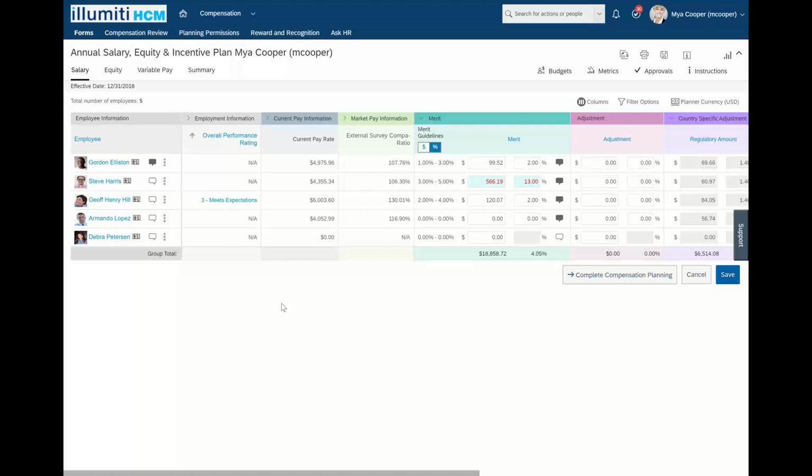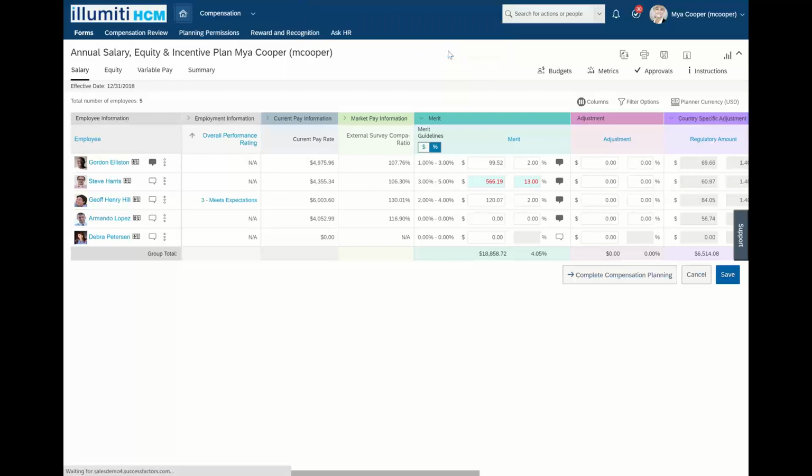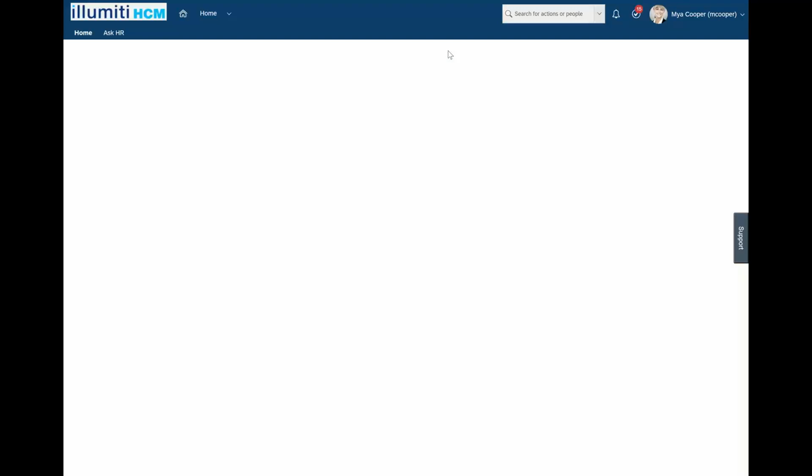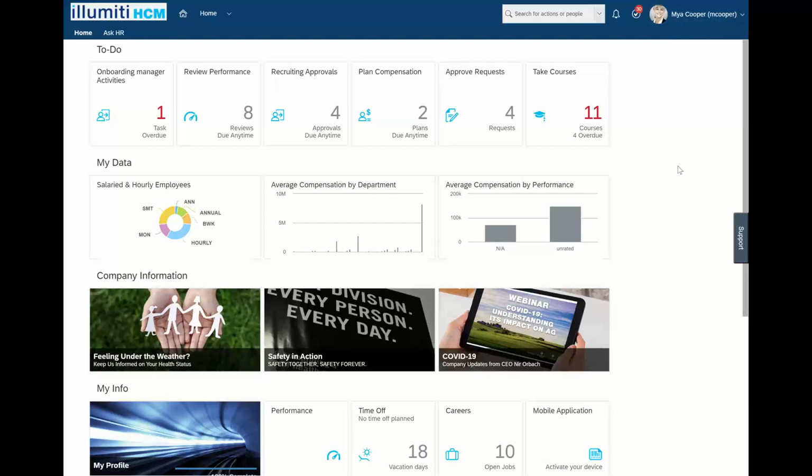Okay. Let's go ahead and take a look at our last piece of functionality. And I can jump right into that piece, reward and recognition here. I can also come back to my home page and kind of kick that process off from scratch. And for our demo purposes today, that's the route that I'm going to take. So again, we're here in the system. We're still logged in as Maya Cooper.